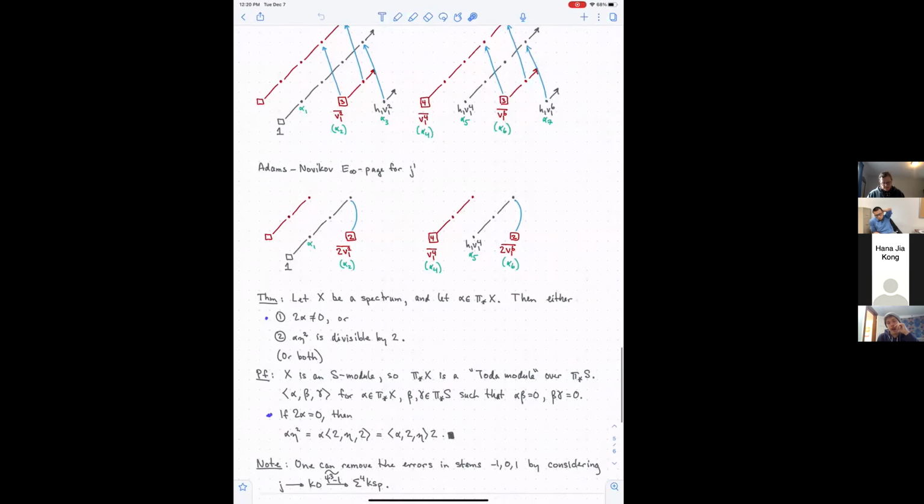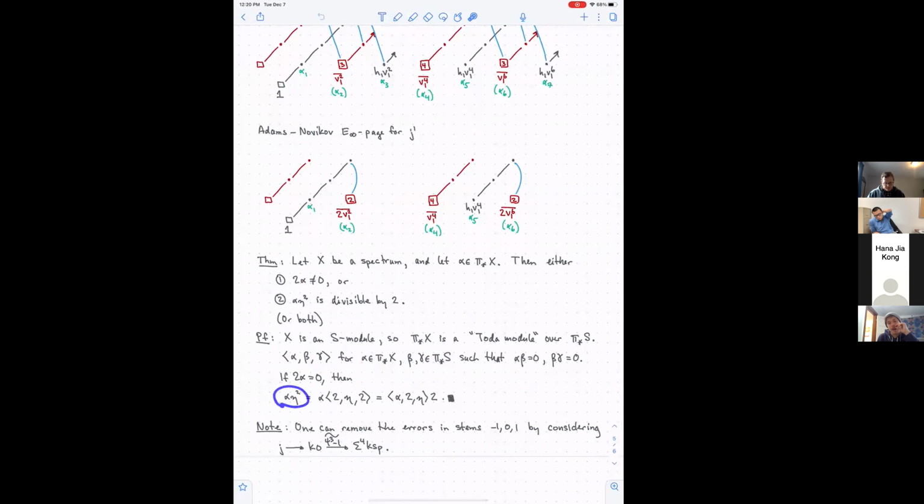So 2 alpha is non-zero, or 2 alpha is 0. If 2 alpha is 0, then when you look at alpha eta squared, you can write it as the bracket alpha, 2, eta, 2. Eta squared is the bracket 2, eta, 2. We talked about the Massey product, where h1 squared is the Massey product h naught, h1, h naught. That's the same as the Toda bracket. So all I've done is replace eta squared with the bracket 2, eta, 2.